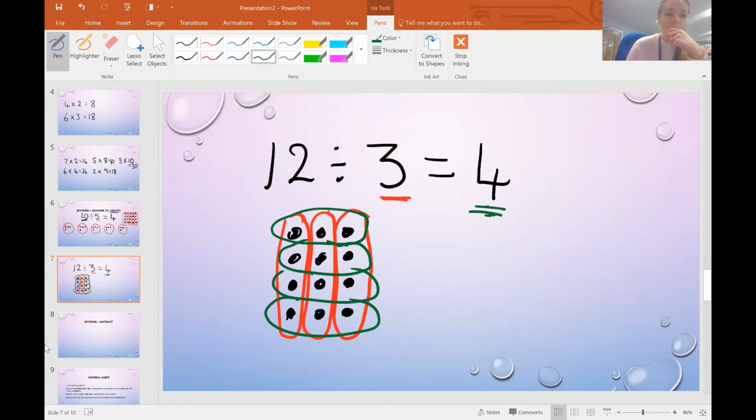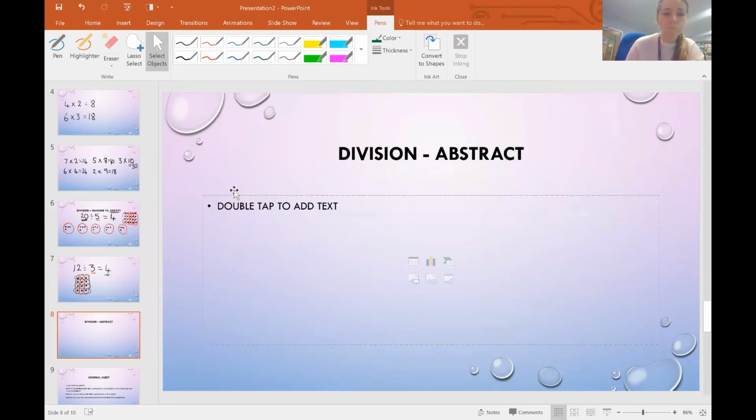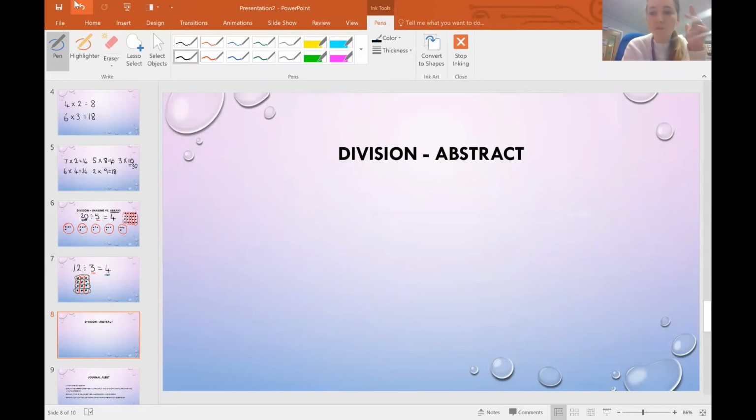Let me have a go at showing you some more. So I can use my multiplication, my lots of facts to work out my division. Let's do 15 divided by 3. Okay, let's count in 3s until we get to 15. 3, 6, 9, 12, 15. So we think the answer is 5.